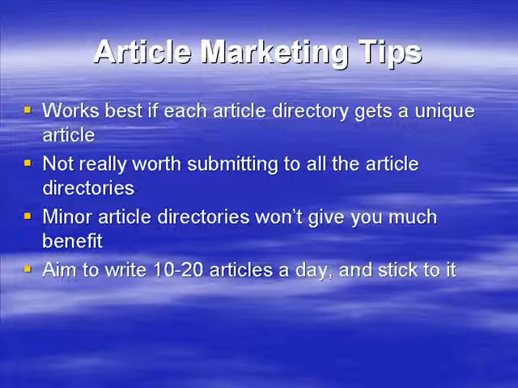Now, what I found is a very, very effective way of doing article marketing and actually making money with it is to aim to write 10 to 20 articles a day and stick to it. If you write, say, 1 article a day, and that article brings you on average, let's just say $20, average across all your articles. Some will do more, some will do less. So say each article's worth $20. You write 1 article a day, in a week that's 7 articles, $140. That's all right, isn't it, for a week?